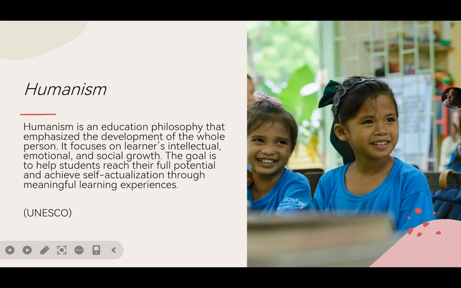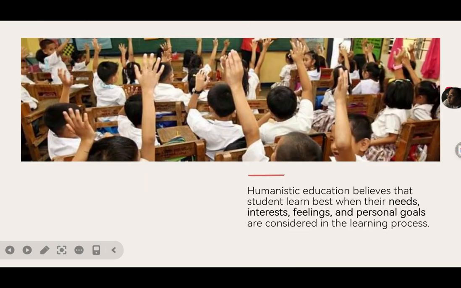So humanism is an educational philosophy that emphasizes the development of the student as a whole person. This means that education should not only focus on intellectual growth, but also on students' emotional, social, and personal development. So the main goal of humanism is to help learners reach their full potential, also known as self-actualization. Humanistic education believes that a student learns best when their needs, interests, feelings, and personal goals are met.